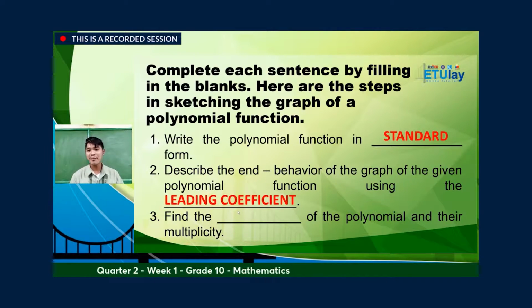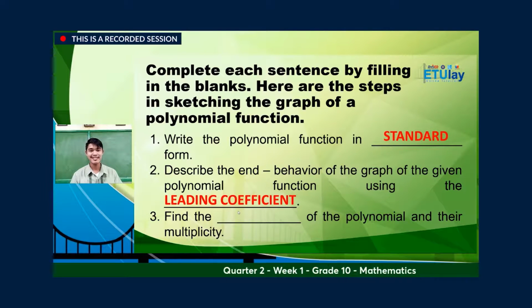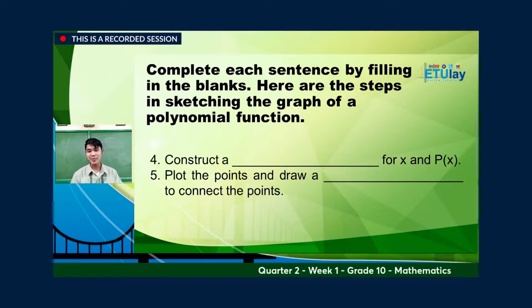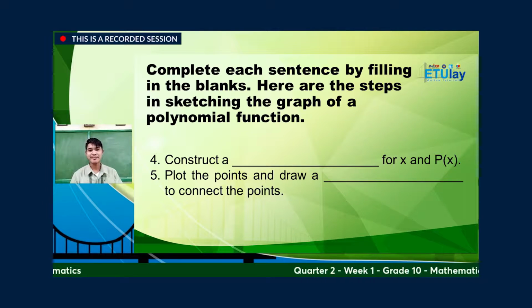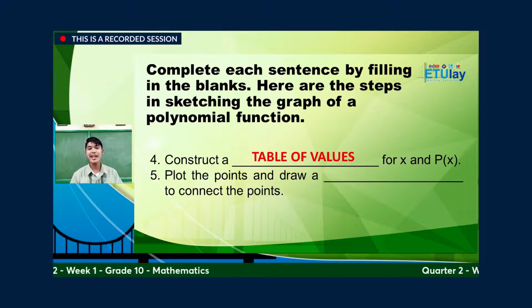How about step number 3? Find the blank of the polynomial and their multiplicity. What do you think? The answer is zeros. You will find the zeros of the polynomial and their multiplicity. So let's move on. How about step number 4? Mathletes, construct a blank for x and p of x. What do you think? Okay, it's table of values. You will construct a table of values for x and p of x.